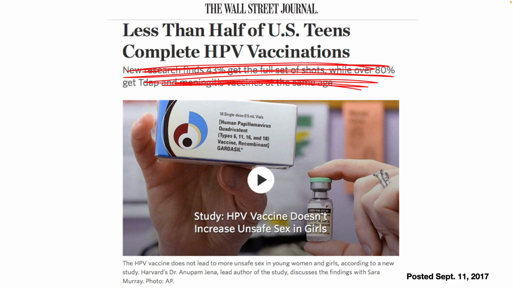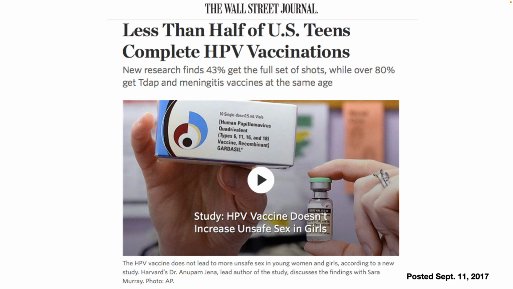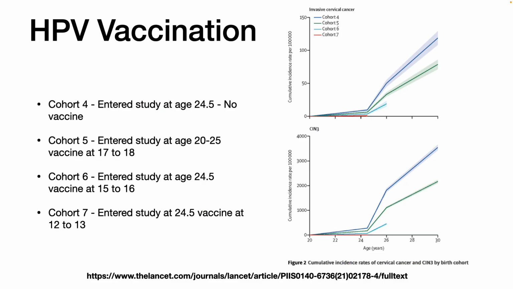Unfortunately, less than half of US teens complete the HPV vaccination. 43% get the full set of shots, while over 80% get Tdap and meningitis vaccines at the same age. So people are reluctant to get this vaccine, and it's unfortunate because it can prevent cancer. And here is the evidence. They started doing research on this, and the CDC began recommending the HPV vaccine for young women in 2006, and it has been since expanded to young men.